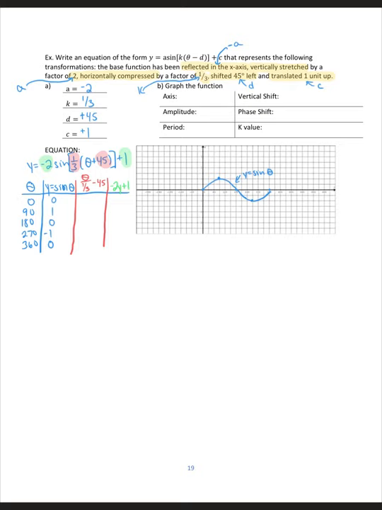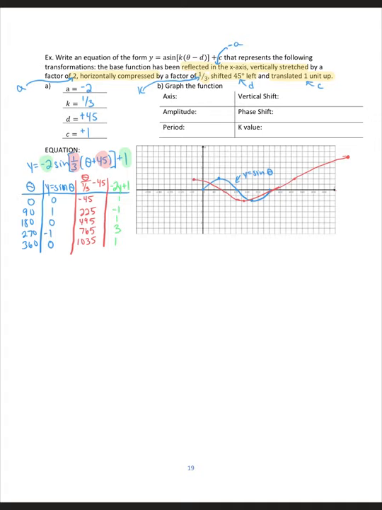So if I take my theta and I divide it by 1/3, 0 divided by 1/3 is still just 0, minus 45. Okay, 90 divided by 1/3 is actually 270, and then 270 minus 45 is 225. I'm going to pause the video here. Go ahead and finish the table of values for your thetas and for your y values, and then plot that on the graph, and then we will come back together to fill out that next table under part B.